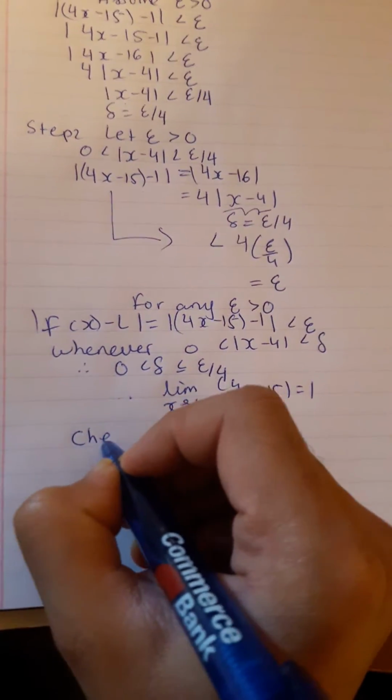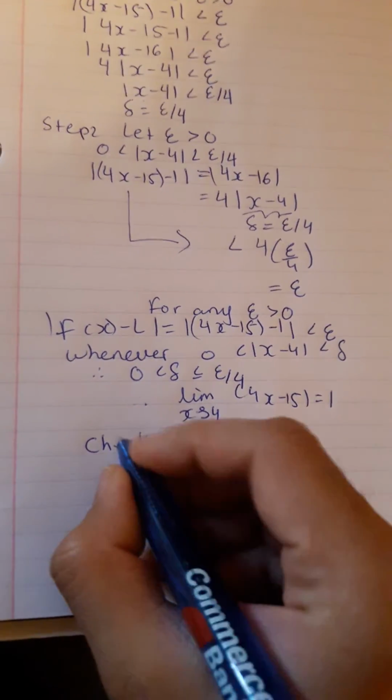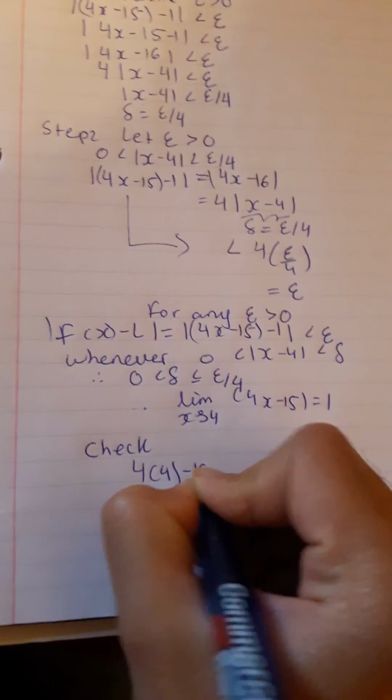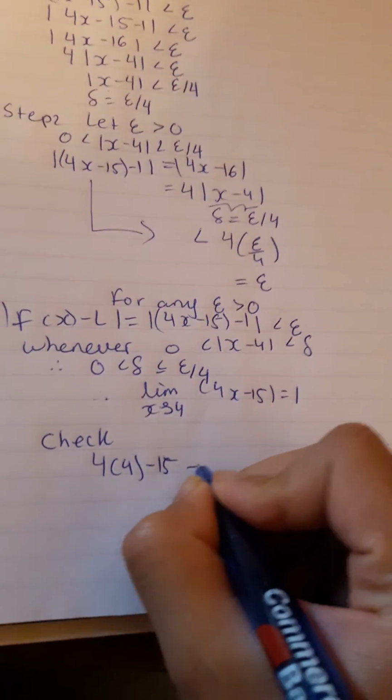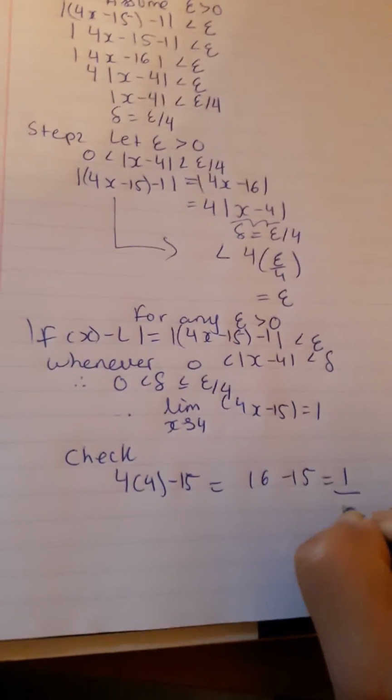Now, as a check, we simply plug in the value of x into the equation. So we get 4 times 4 minus 15, which equals 16 minus 15, which is 1. Hence proved.